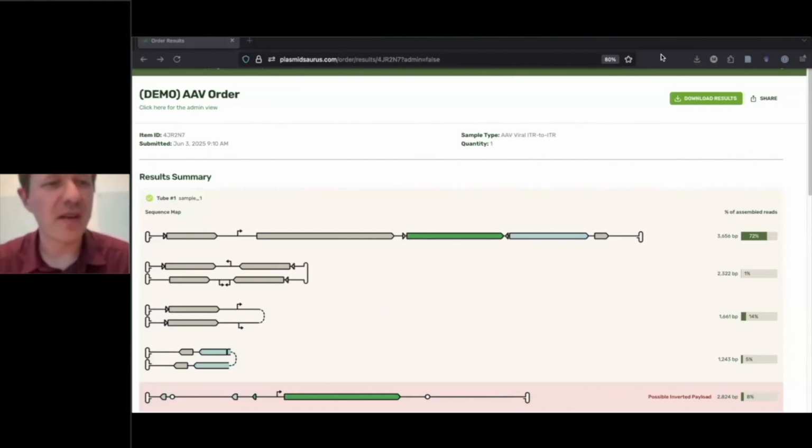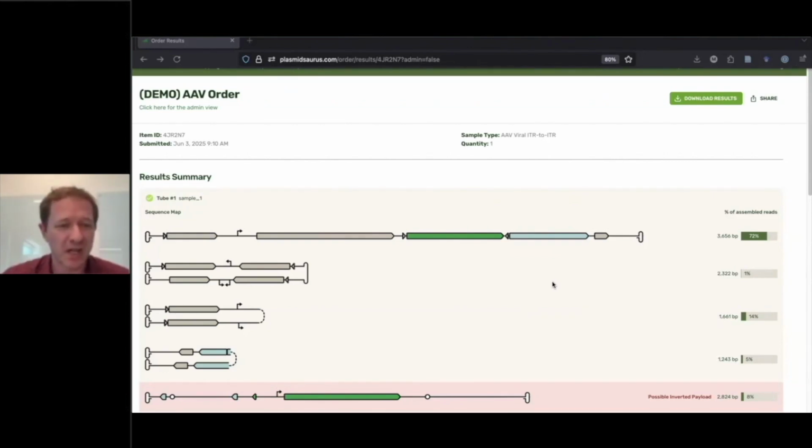Hey, thanks, Anthony. Hi, everybody. I would like to do a quick walkthrough here of standard results that you might see for your AAV order. This is a combination of a bioinformatics workflow, and then some of our amazing front-end engineers have developed this interactive product that allows you to gain rapid insight into what's in your sample. So this is a standard report that will be included in your order.